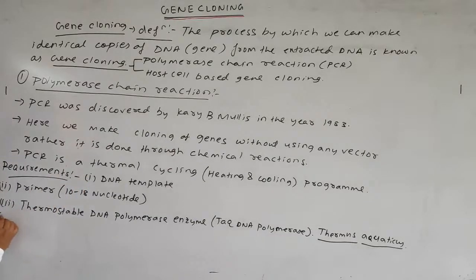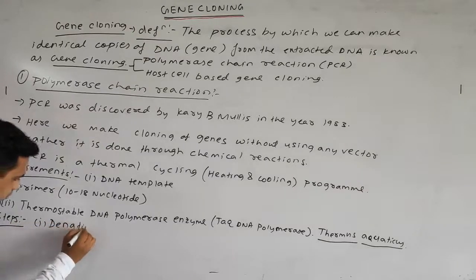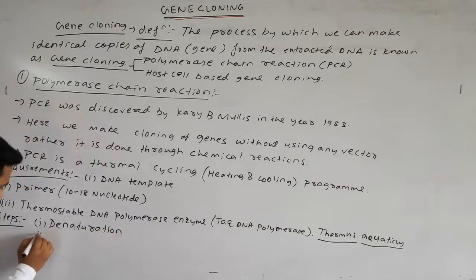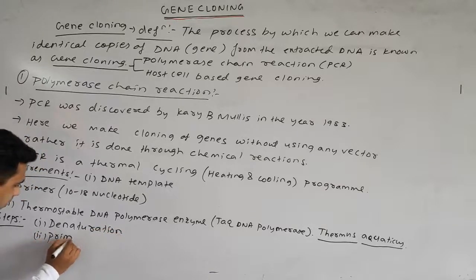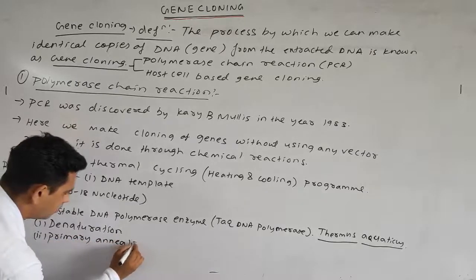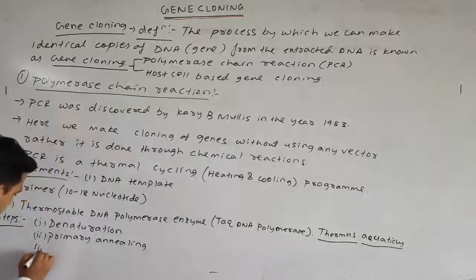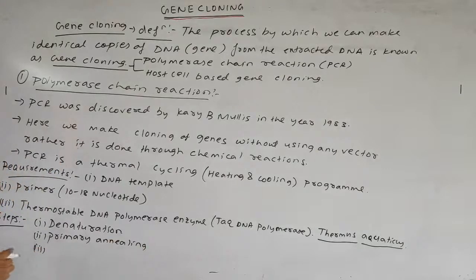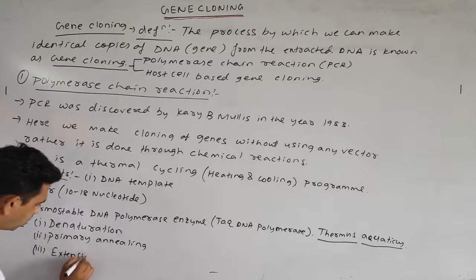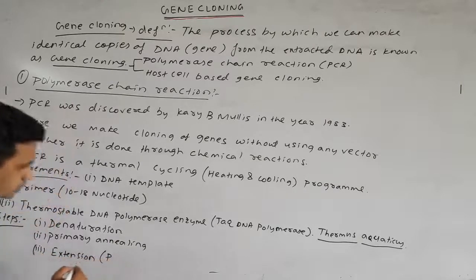The various steps are: first one is denaturation, second one is primer annealing, and third one is extension, or we can say polymerization.